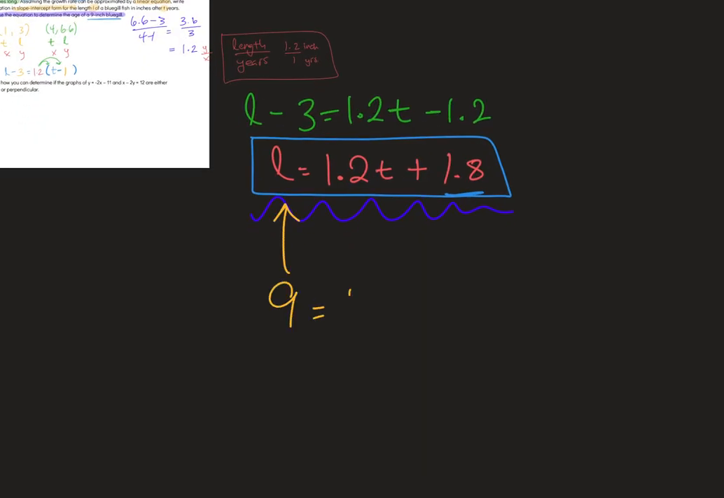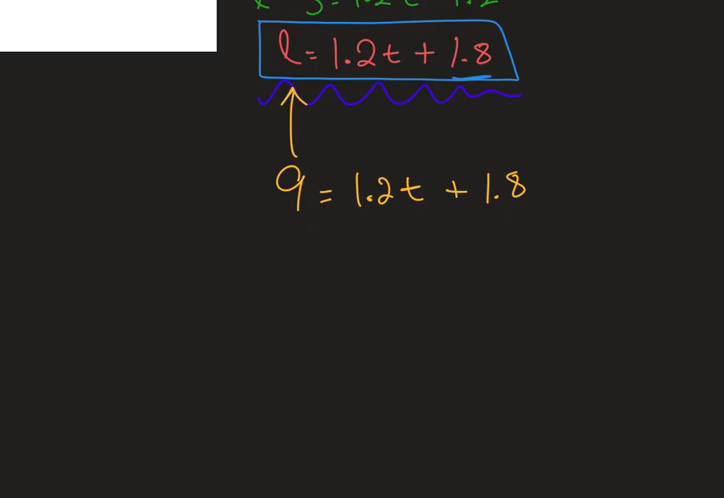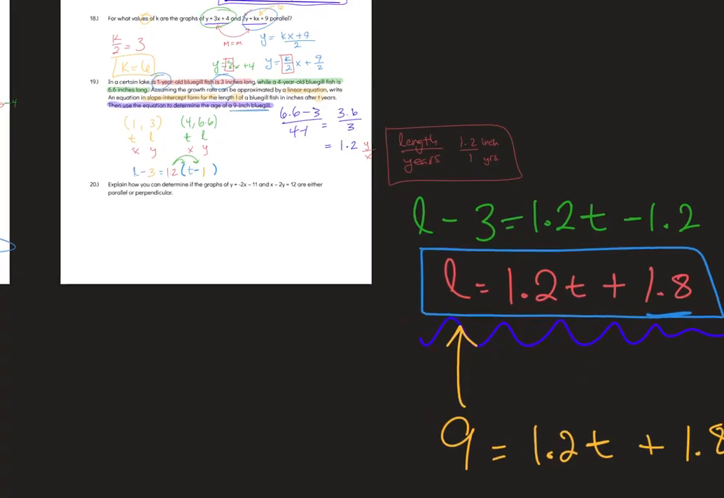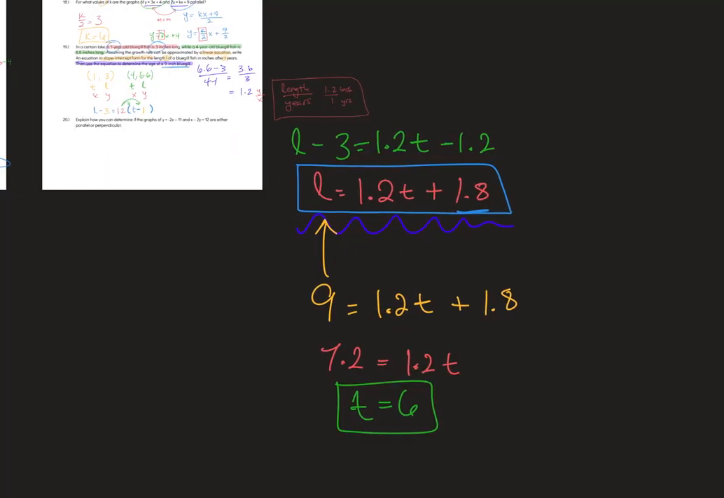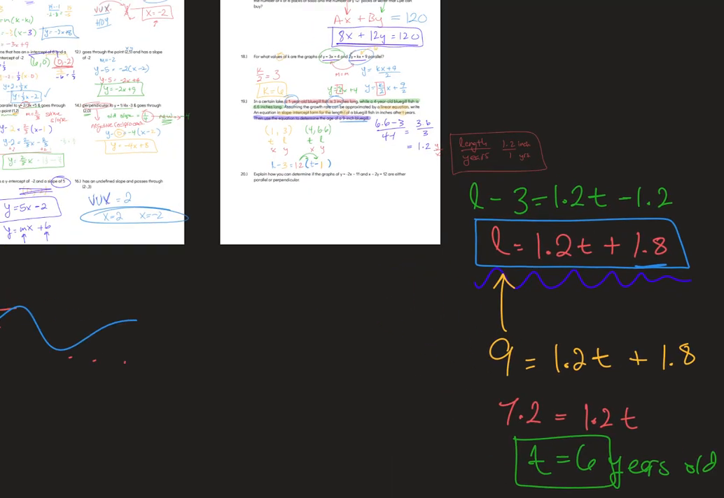So 9 equals 1.2t plus 1.8. We will subtract 1.8 to get 7.2. We'll divide by 1.2, and let's see, that's 6. So at 6 years old, a fish will be 9 inches long. So 6 years old. All right, next.